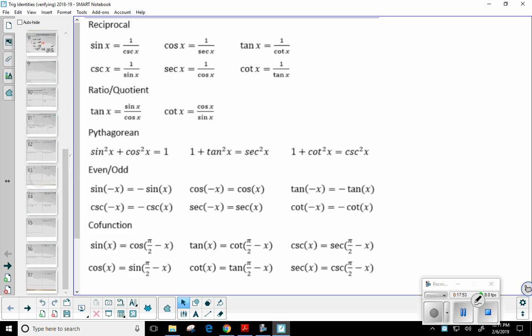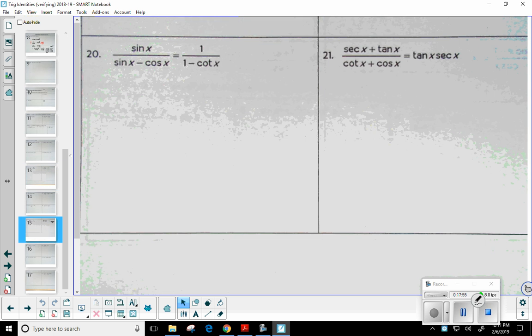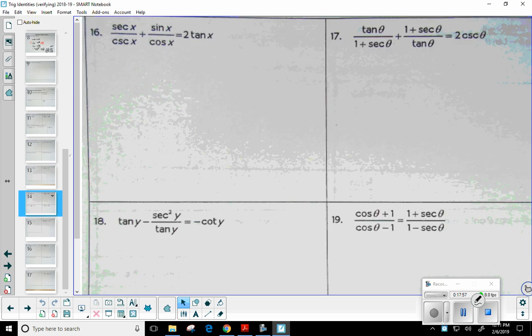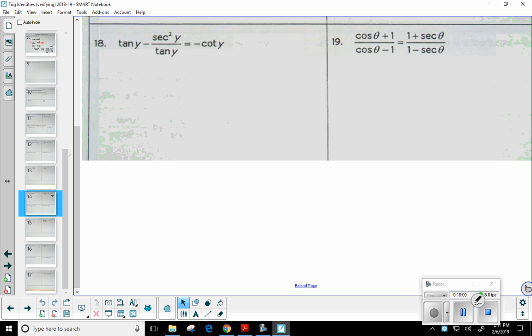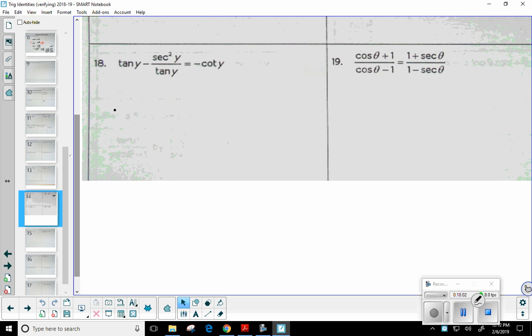But let's see, what number were we on? 18. Was it 18? Okay, so unfortunately it took off the work that I was showing. Okay, so let me catch back up. So tangent of y minus, this was 1 over cosine squared. This was sine, oh, it's y, I'm sorry. Sine of y over cosine of y.